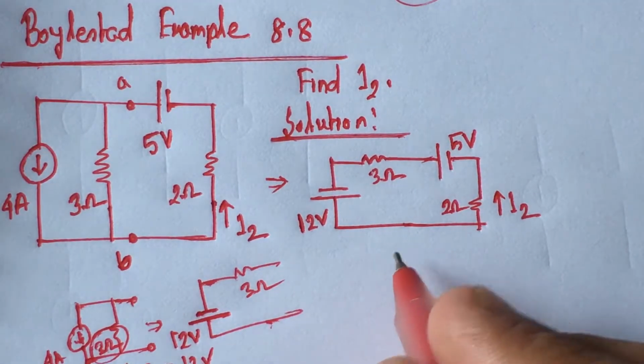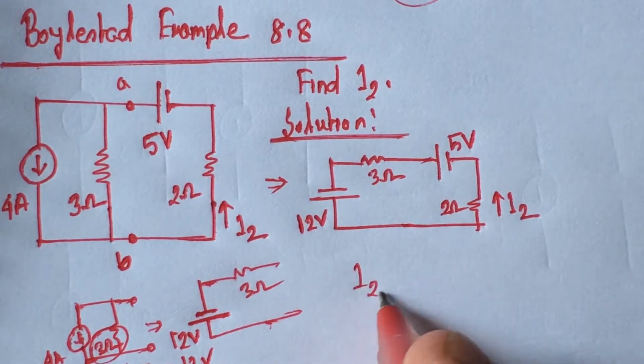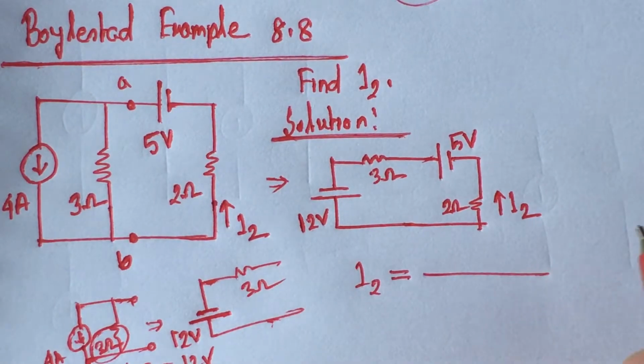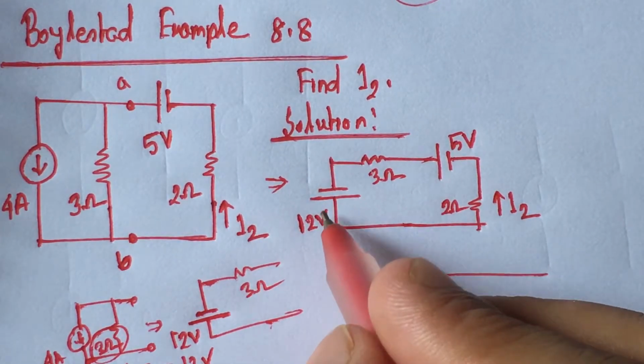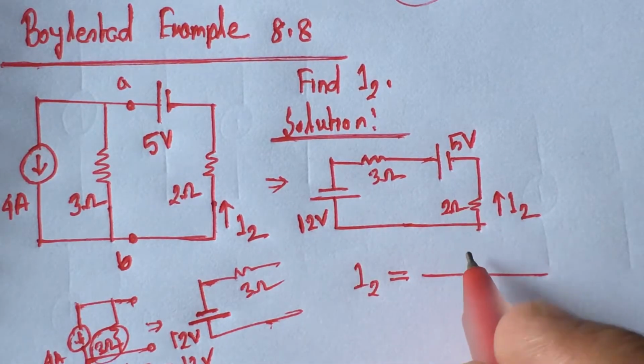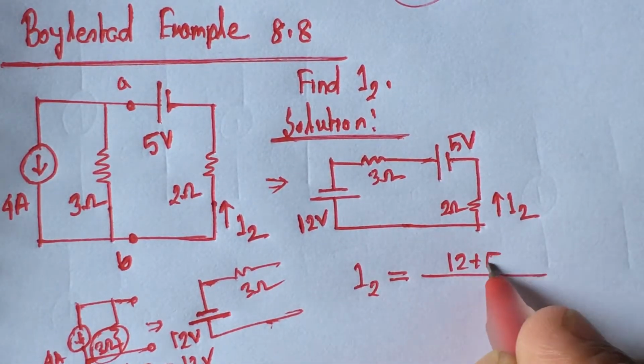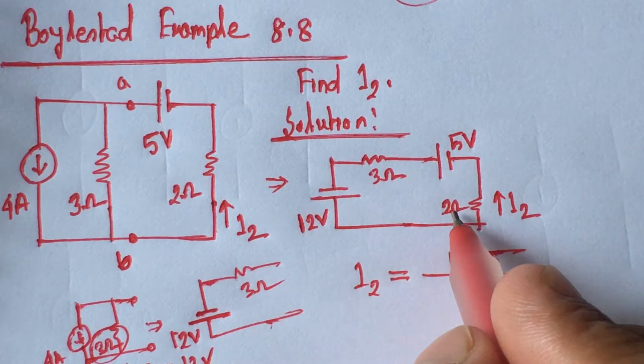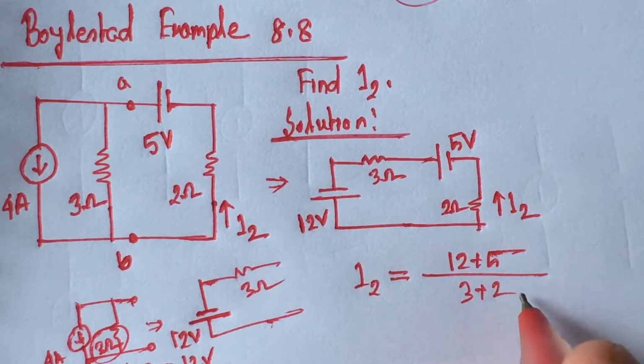Now we can find I2 by applying Ohm's law. Here the 12 volt and 5 volt will be added directly since the polarities are the same. So 12 plus 5 divided by the resistance 3 ohm and 2 ohm, 3 plus 2.